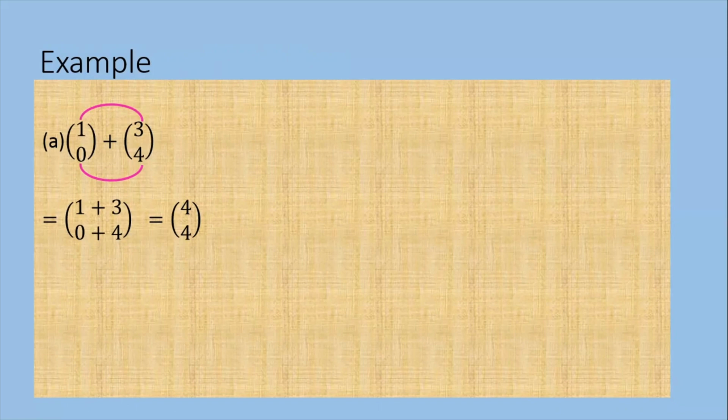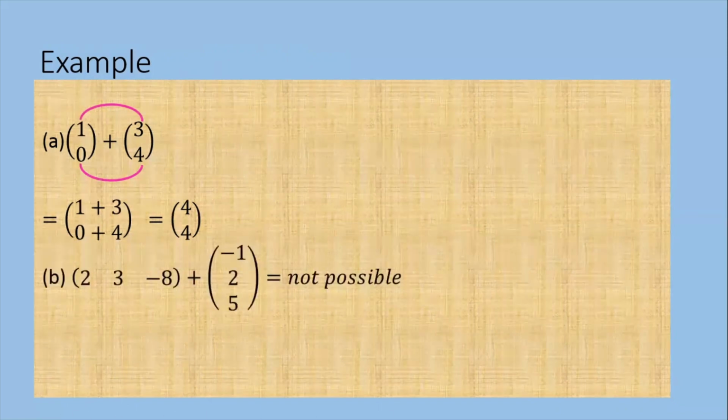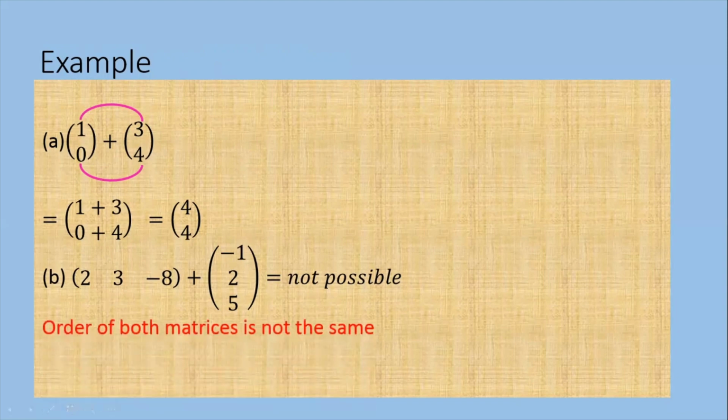Let's take another one. Here you've got 2, 3 minus 8, which is a row matrix. And then minus 1, 2, 5, which is a column matrix. So the orders are not the same, right? So this is not possible because the order of both matrices is not the same.